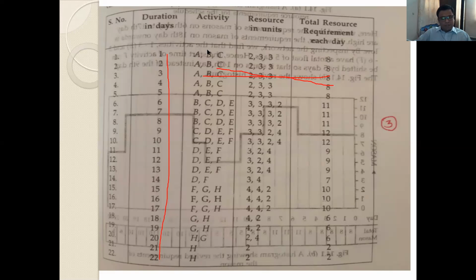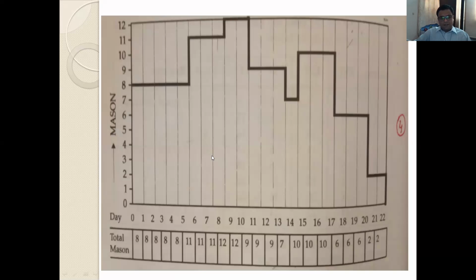Okay, so what do we get here? Here we will get duration in days, that is 22 days, and for each of the day the cumulative resource required we will get in column number 5. So the next step, please refer to figure 4 which I circulated to you yesterday. That is nothing but a histogram.